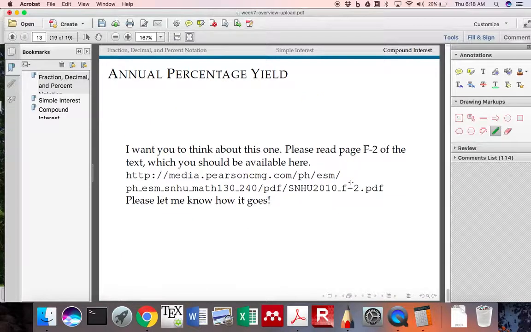And there is a question or two about annual percentage yield, but I think this one is something that you can read and understand. I want you to read this and give it a shot. I will help you if you get stuck, but try it out. See how it goes. This hyperlink, I did test it. It actually worked. So this will take you right to where you need to go to read.